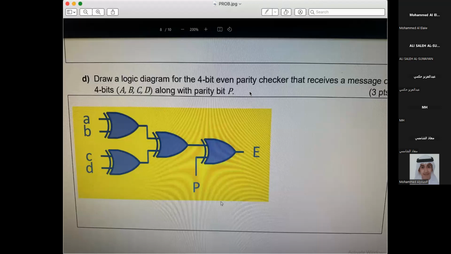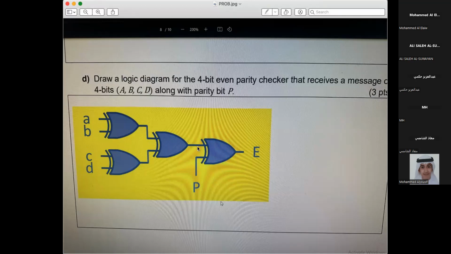Even parity means that you need to use what? The odd function, and the odd function means XOR gates. So what you need to do is XOR the whole thing, like this. You need to XOR A with B and C with D, then XOR the results, and then XOR that with the parity bit to get the error signal. So the error will be 1 if there is an error. Otherwise, the error will be 0.